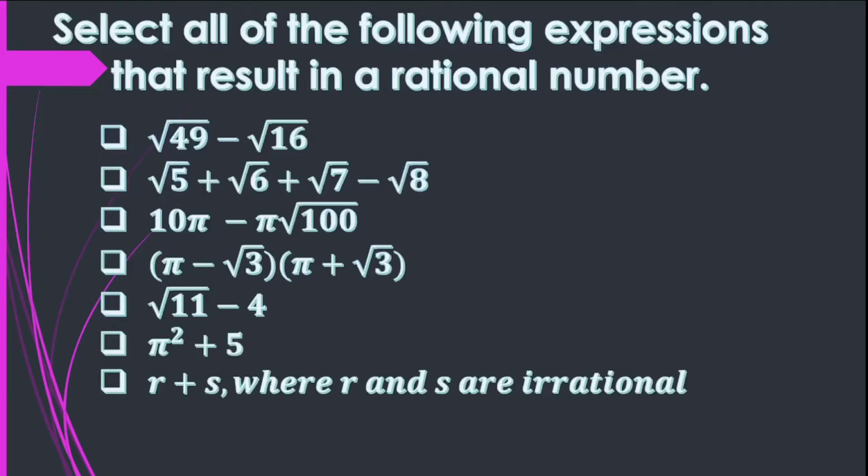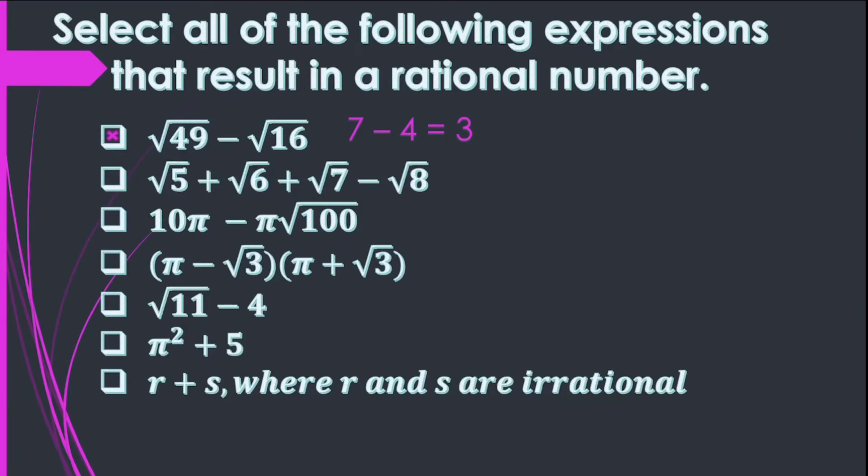So now that we've gone through the difference between the two, that's going to take us to this concept. This concept wants us to understand that if I add a rational and irrational, what will I always get? So this question says, select all the following that result in a rational number. You've got to go one at a time, okay? So if I look at the first one, the square root of 49 is 7. The square root of 16 is 4. 7 minus 4 is 3. 3 is a rational number. Therefore, that one results in a rational number.